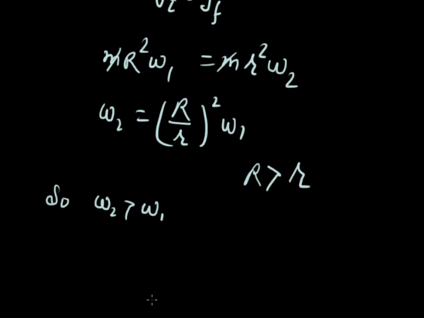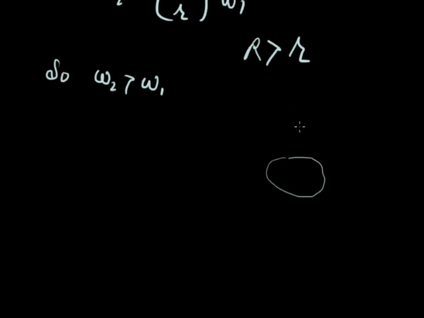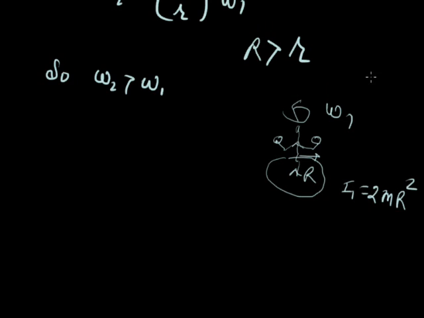Same, we can take another example: a rotating stage, and a person is standing on a stage which is rotating with angular speed omega 1. These are the arms, and the object is rotating with speed omega 1. At this time, this radius is r, so its I1 will be 2 m r square, rotating with angular speed omega 1.